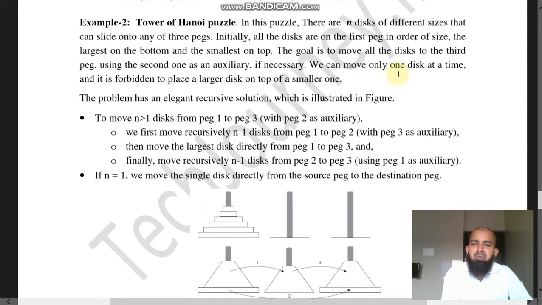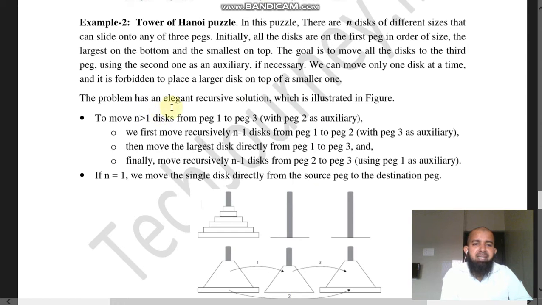We can move only one disk at a time. We can't move more than one disk at a time. And it is forbidden to place a larger disk on top of a smaller one. So we can't place a smaller disk below and a bigger disk above. It is not permissible. Always the bigger disk is at the bottom and the smaller disk above.